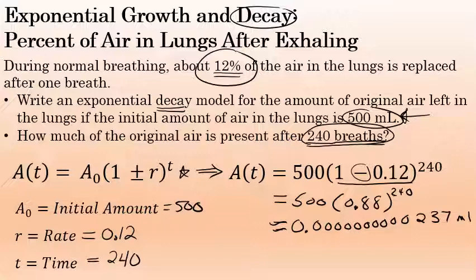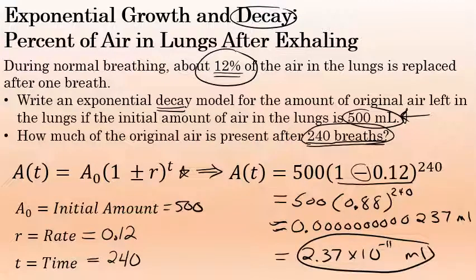So there's not very much of the original air left in the lungs at all after 240 breaths, which again, if the person is at rest, would be after about 15 minutes. This is a value that's useful to put in scientific notation. In scientific notation, this is equal to 2.37 times 10 to the negative 11th.